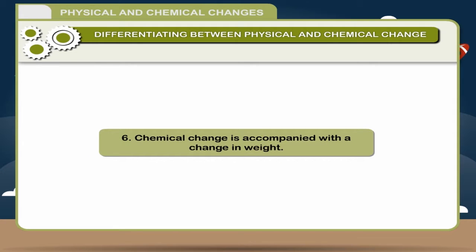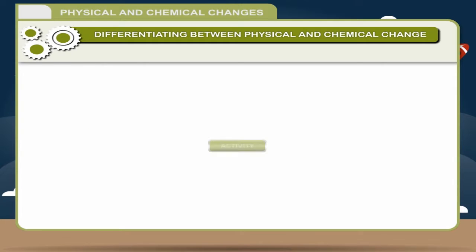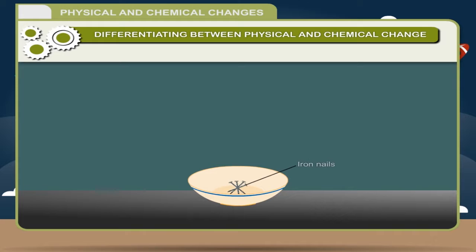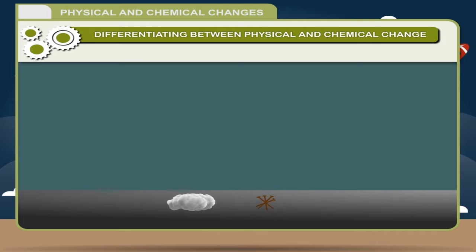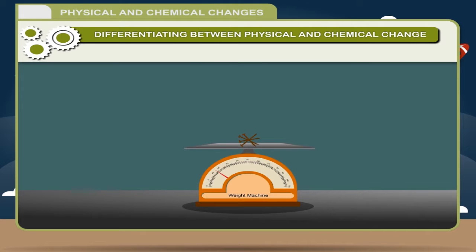6. Chemical change is accompanied with a change in weight. Activity: Take some unpolished iron nails in a china dish, weigh them and cover them with moist cotton. After a few days, you will find that the nails are covered with a reddish-brown kind of powder. Remove the cotton and weigh them again. You will find that their weight has increased.